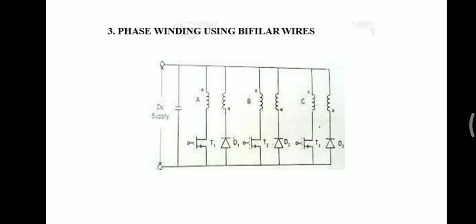So here the merits are that the converter uses a smaller number of switching devices, so it allows fast demagnetization, and the demerits are that it suffers from double the number of connections and poor utilization of copper. So these are the two main disadvantages of the phase winding using bifilar wires.